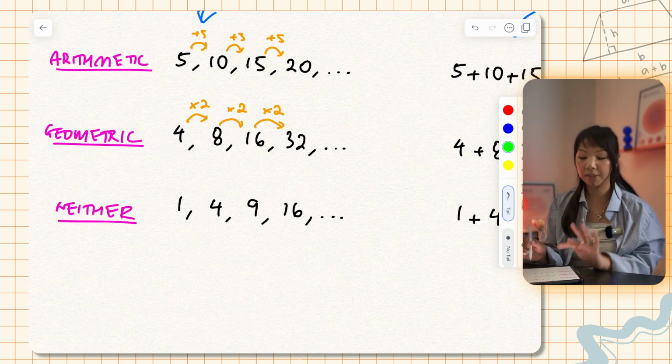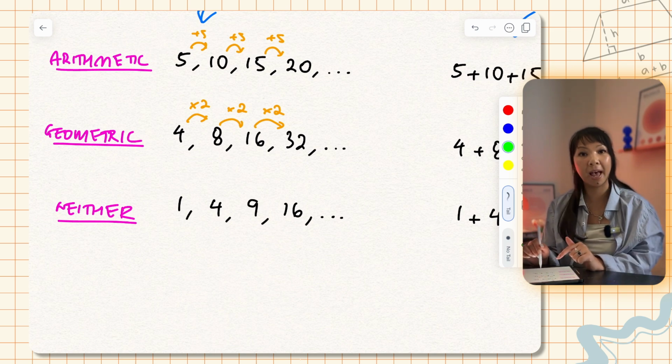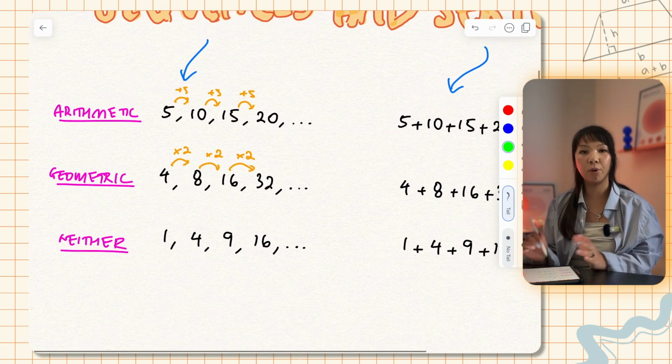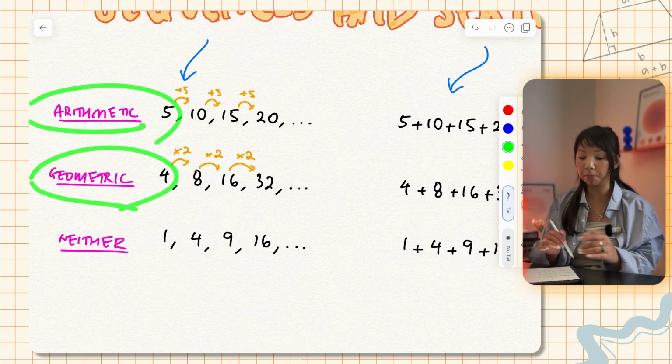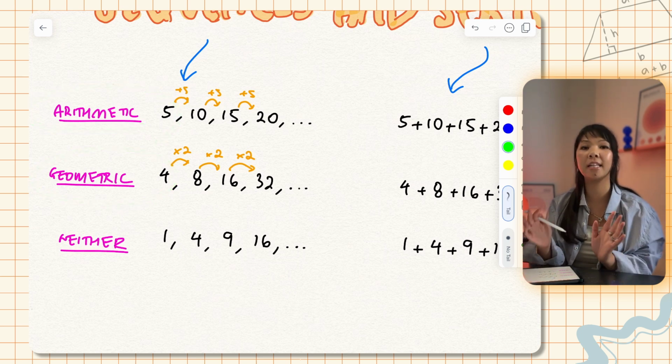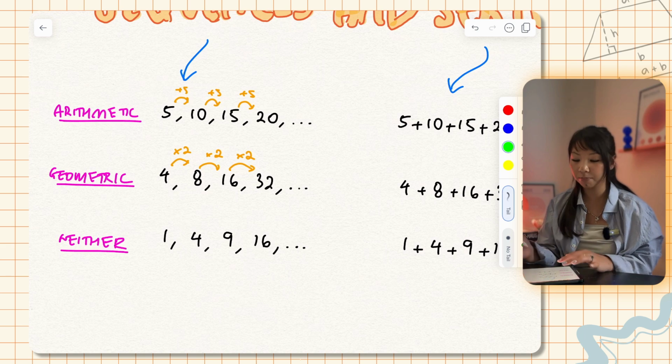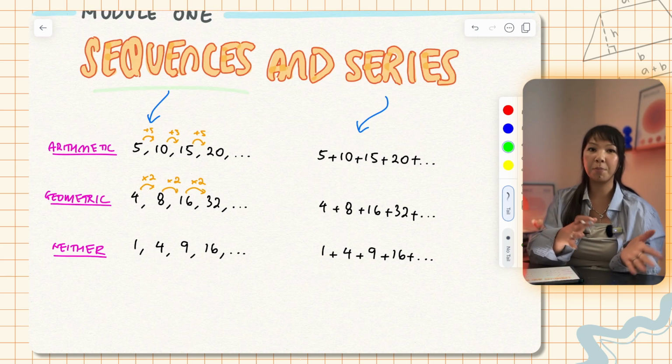Now, there's nothing wrong with this type of sequence. It's still a sequence because there's a pattern going on, but in Year 12, we only focus on APs and GPs strictly, and we get really good at dealing with those types of sequences. Now, that's what the first part of this topic is about.